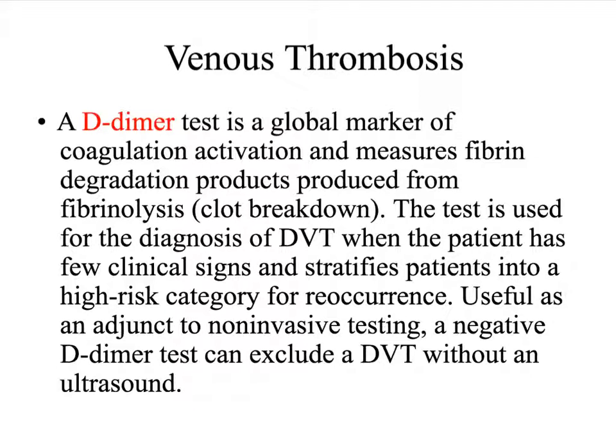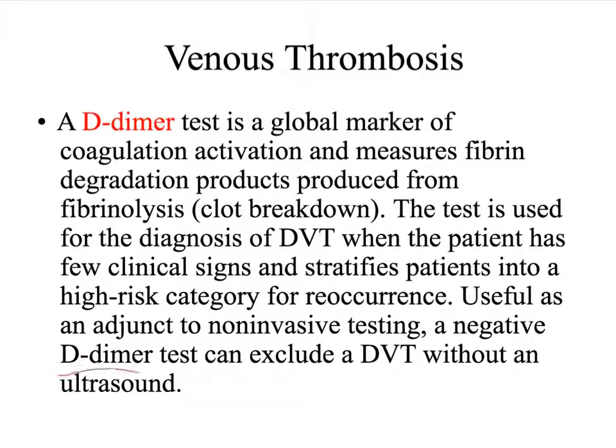D-dimer is elevated in a patient who has the products of clotting. So it's a global marker of coagulation activation and measures fibrin degradation products produced from fibrinolysis. Basically, if the D-dimer is elevated, that is indicative that there is a clotting cascade occurring within the body. It is useful as a supportive diagnostic tool to say, yes, indeed, there are some clots occurring in this patient's body.